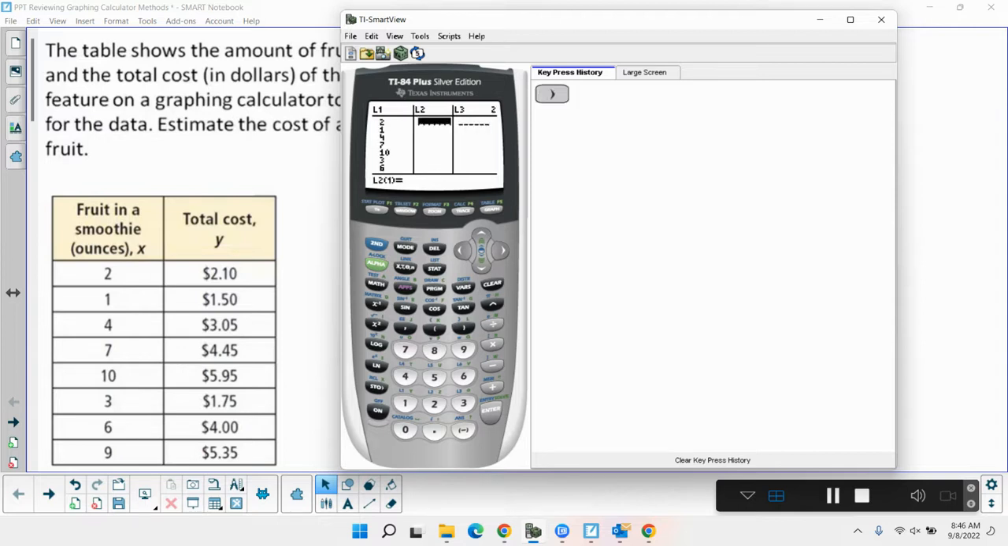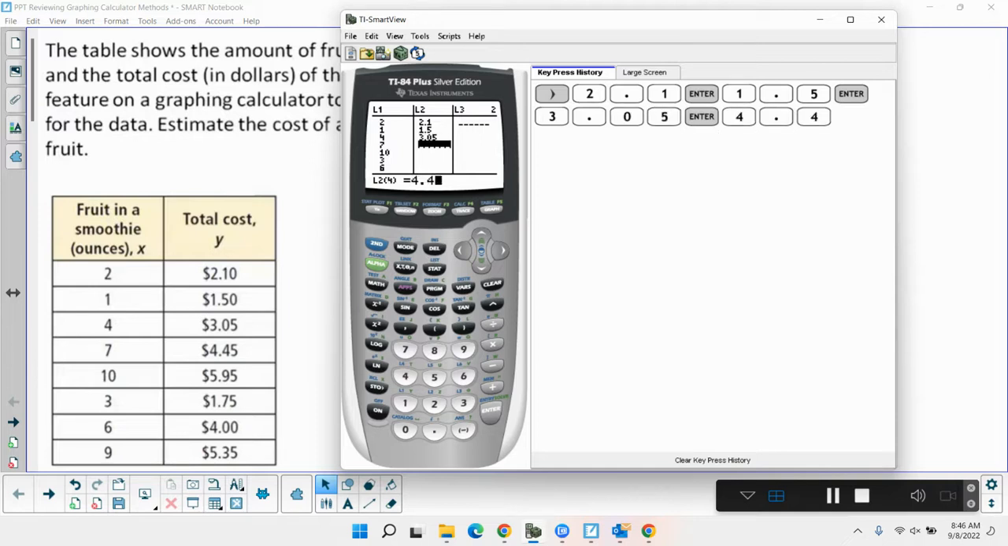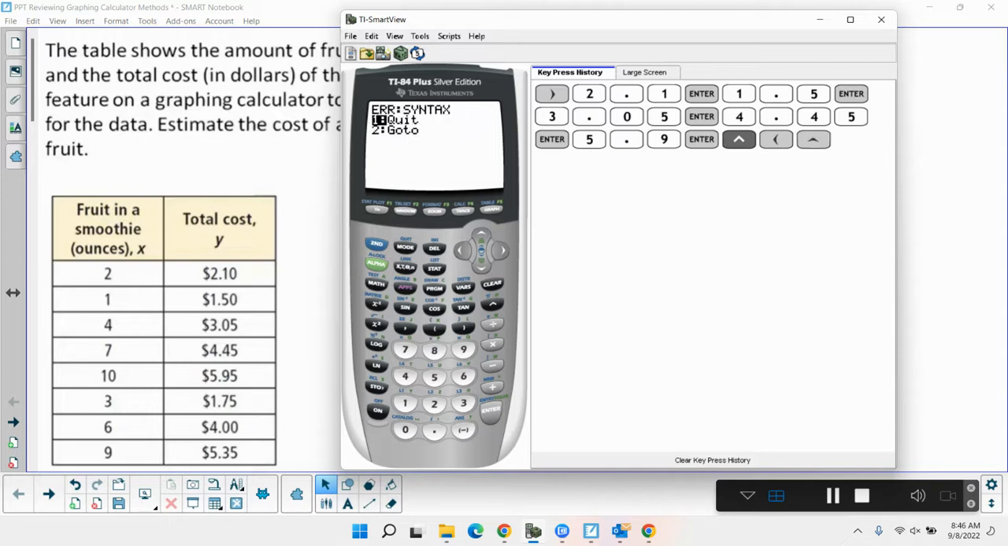And then total cost. Again, you don't need a dollar sign, just 2.1 for 2.10, 1.5, 3.05, 4.45, and just put all those in. Hit enter after each time. Oops, I messed that up. Nope, that's wrong too. I want to go up. All right, what did I do wrong?